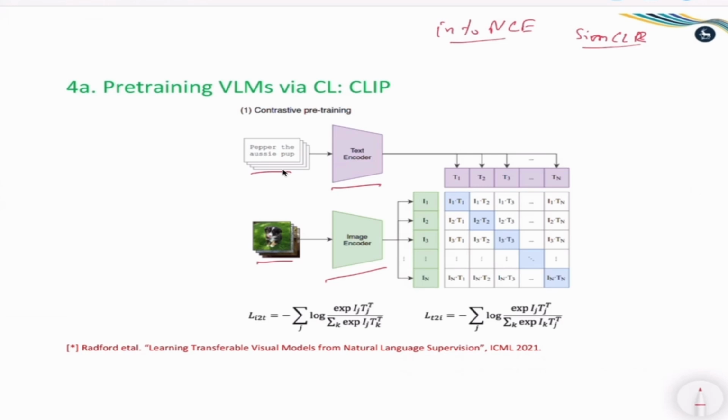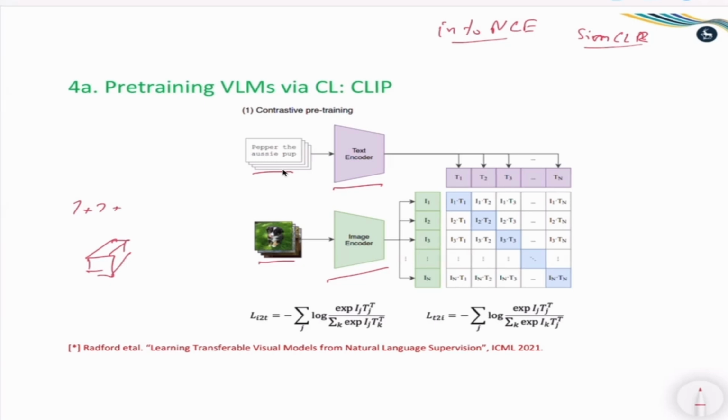If you have an image encoder with a CNN, you will have a feature map which is typically 7 by 7 by something. You will take the average pool of that and get a 1 by 1 by, say, 1024 dimension representation. So you will get one feature vector, and that is I1. Similarly, I2 is the representation for the second image, and so on for the third, fourth, and all the images in the batch. So you have n images in the batch.